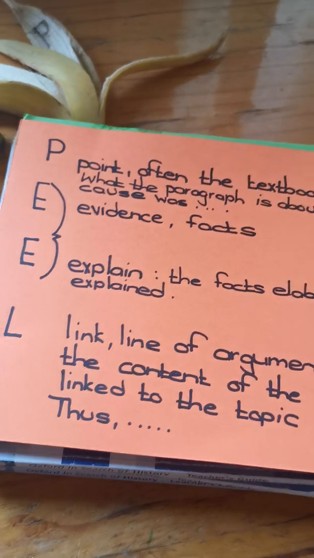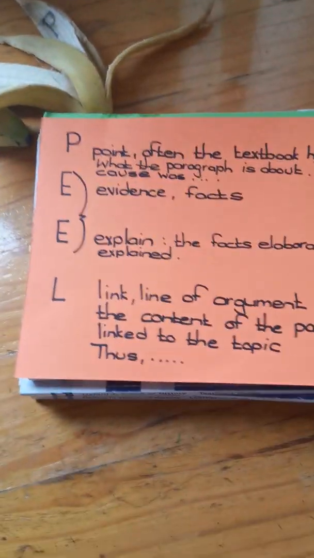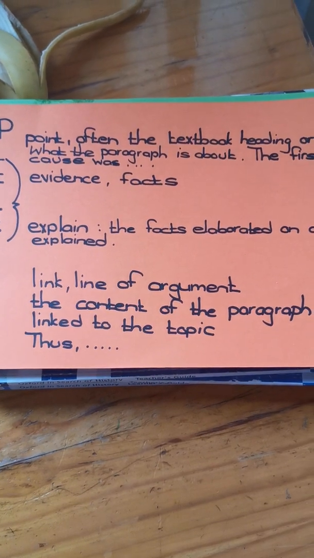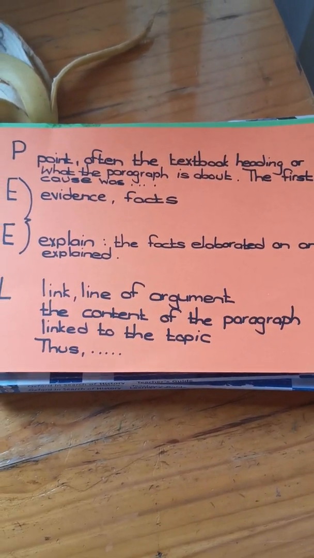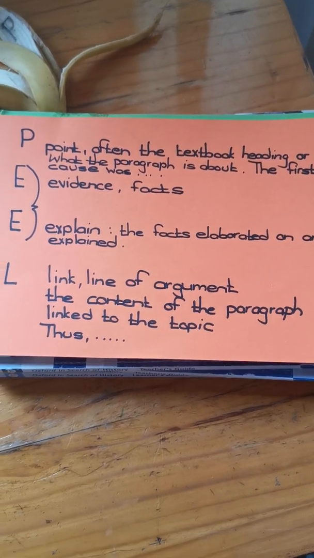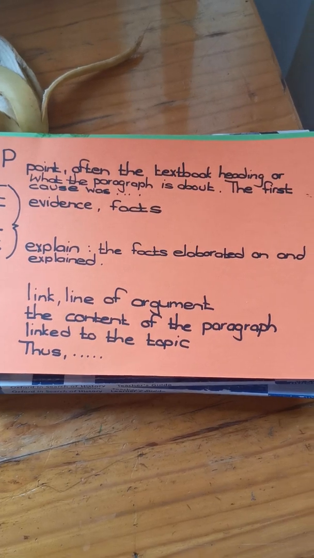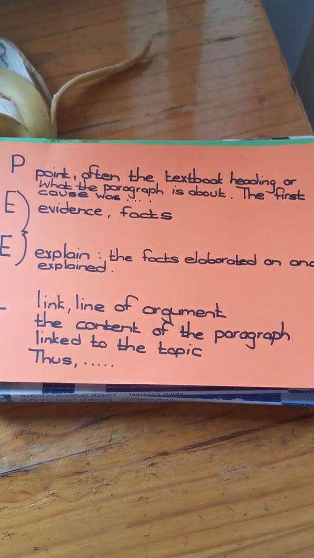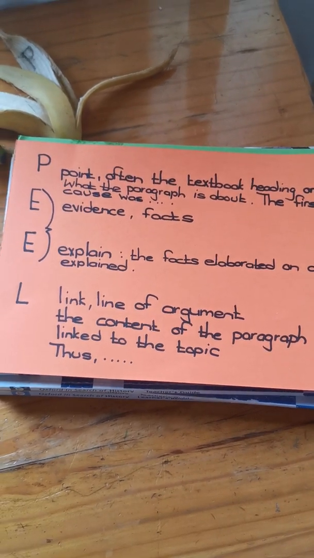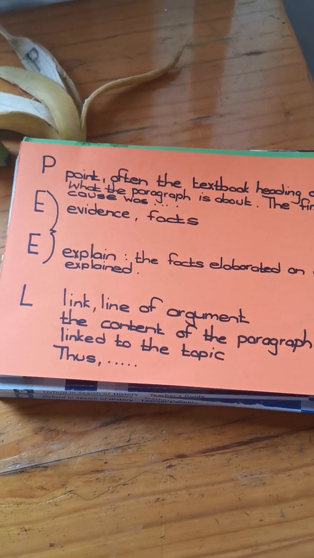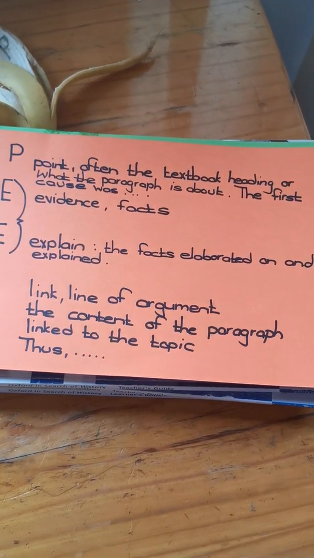Right, so let's go through it one by one. So when it comes to the P, that is the point. That's often the textbook heading or what the paragraph's about. So, sometimes we do a skeleton and we say paragraph 1 will be the introduction. Paragraph 2 will be called the first cause. Paragraph 3 will be about that event. Paragraph 4 will be about that thing. And paragraph 5 will be the conclusion. So that is what we mean, whatever that paragraph is going to be about.